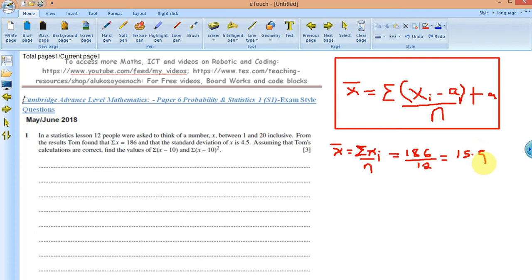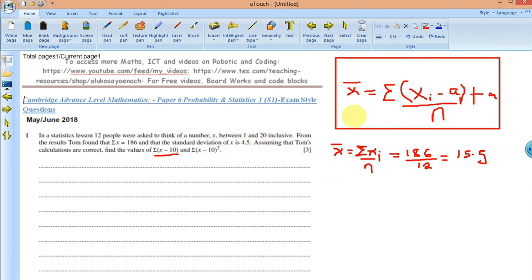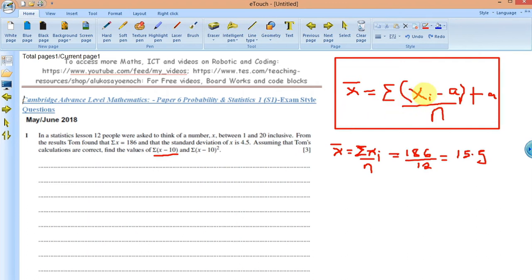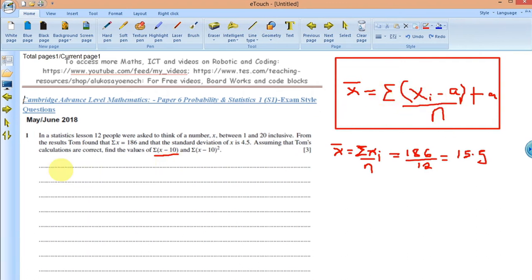But what we are asked to find is this here, where a is 10. So I can rewrite my formula, putting the summation on the left hand side since that is what I'm looking for, and make it the subject of the formula. So the summation of x minus 10 means that from each observation you take away 10 before you compute your mean, divided by n, and we have 12 observations altogether.